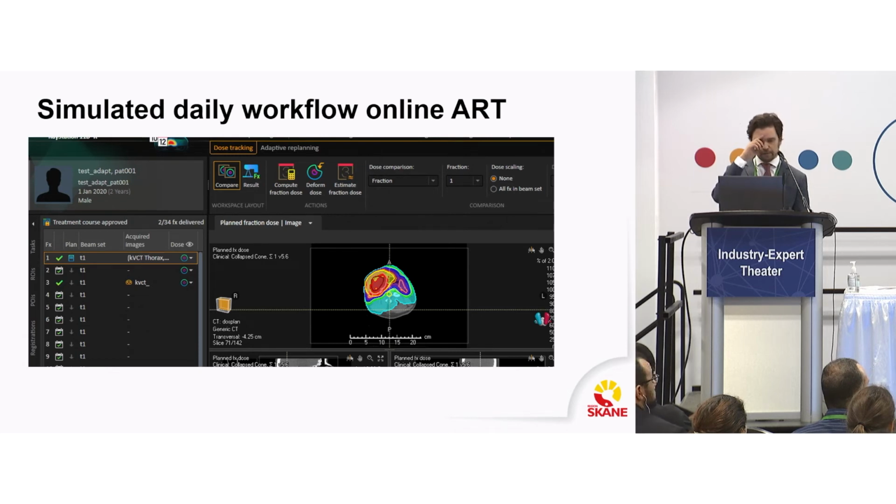So this is how the daily workflow looks for online or offline ART in RayStation. You get reporting for each fraction, and then you can do adaptation, accumulation, and so on on the daily CT, and look it over and also scale it to the prescribed dose to get a feeling of where it's going with this patient.